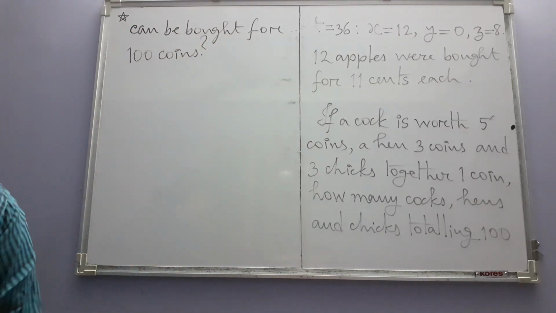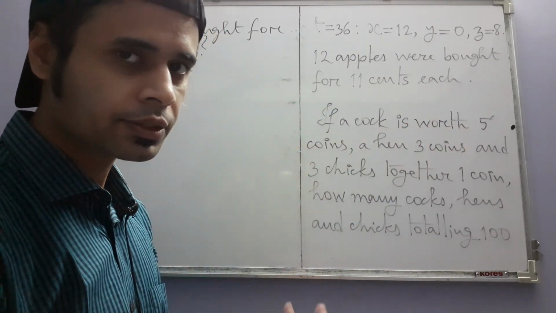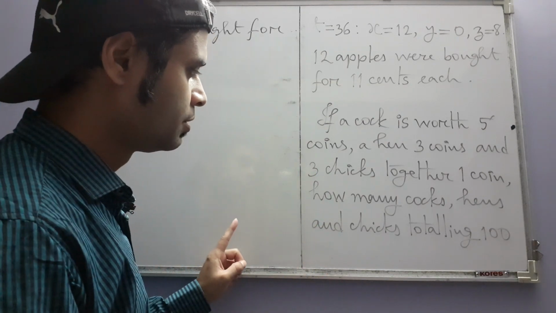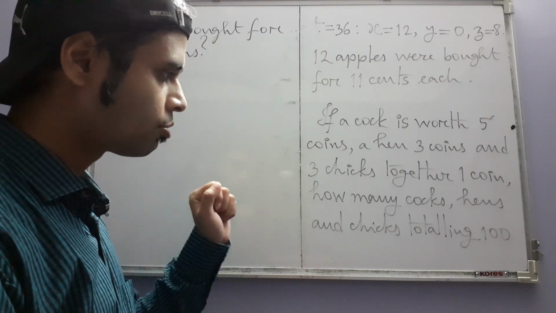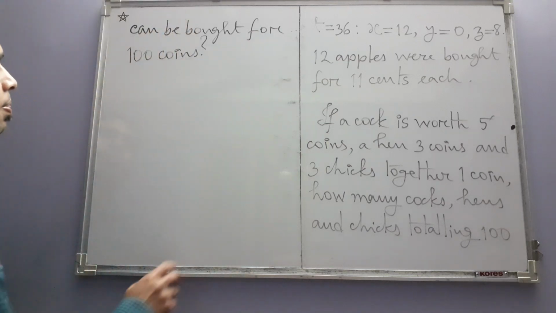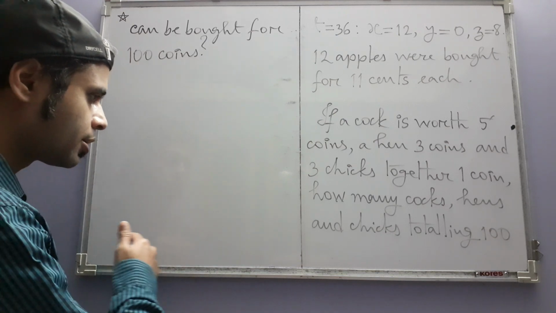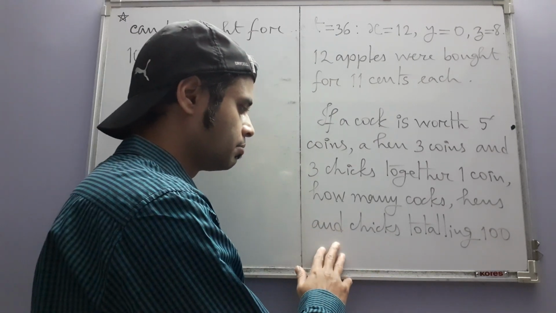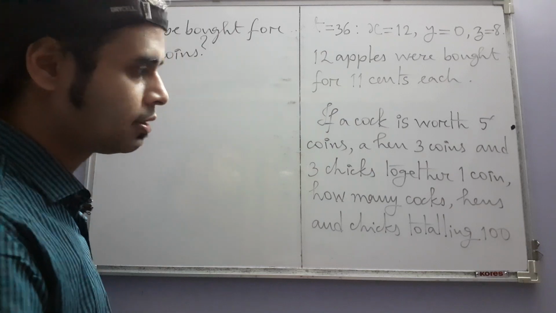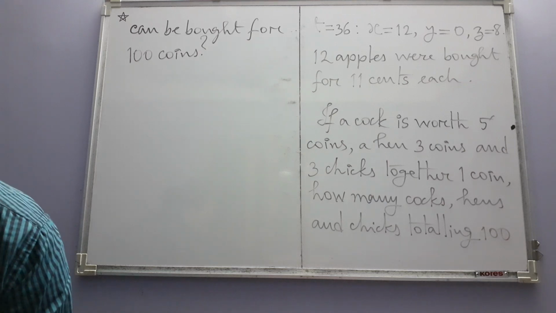Okay, so in this problem, a cock is worth 5 coins, a hen 3 coins, and 3 chicks together cost 1 coin. So how many cocks, hens and chicks, totaling 100, can be bought for 100 coins? That means their total number should be 100. So the total number of objects, or rather the total number of these parts, should also be 100, and the total cost should also be 100 coins. That is the question.